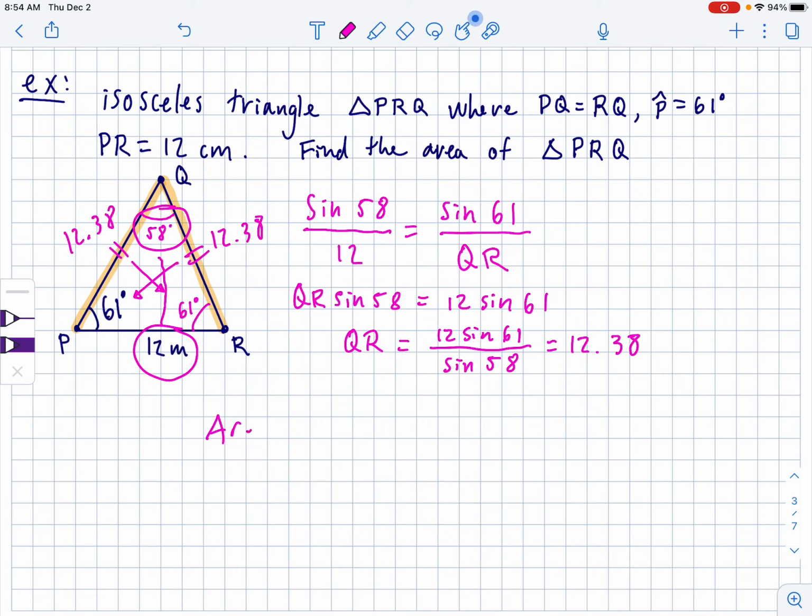So now you can find area of the triangle by doing 1/2. Well, there's so many different ways to do it. I'm going to do 12 times 12.38. And then the angle sandwich between them is 61. That is about 64.9 centimeters squared.